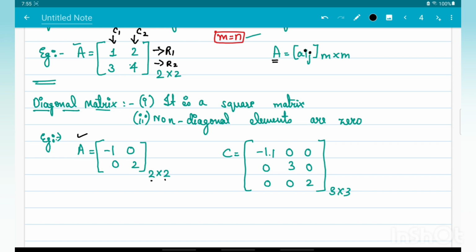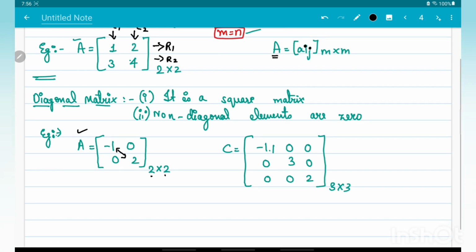Second step is that the non-diagonal elements should be 0. Now if you can see here, -1 and 2, these are diagonal elements. They are diagonally related. -1 and 2 are diagonal elements, and except for those diagonal elements, all the other elements should be 0. So if you can see, except for this -1 and 2, all the other elements are 0.